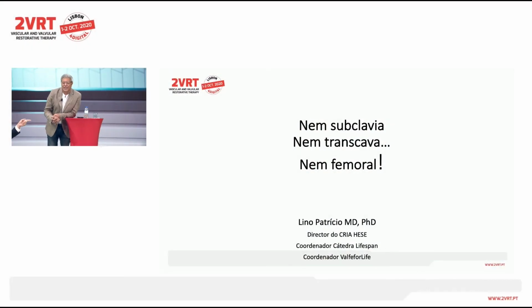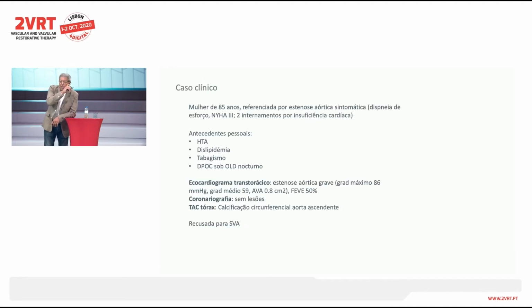Now, the case is a little disgusting. Okay. So it is an 85 year old lady with an aortic stenosis, near 3, with risk factors: hypertension, dyslipidemia, smoking and COPD. And it is a very tight aortic stenosis, no coronary heart disease, and a very huge calcification of the aorta.